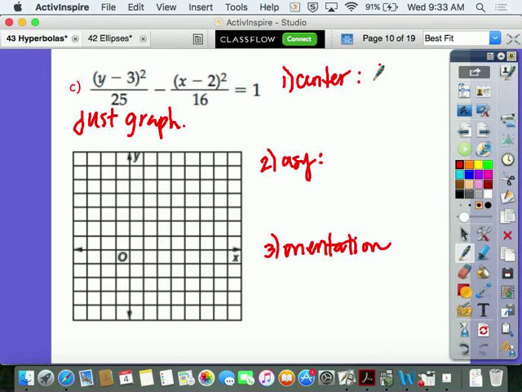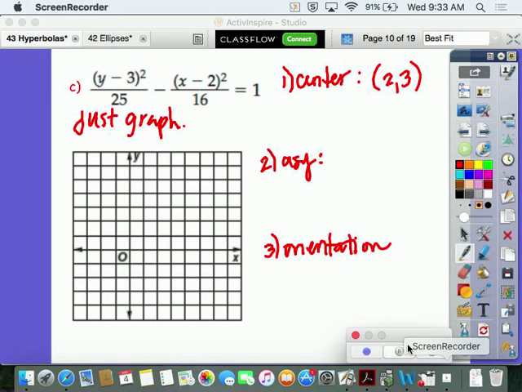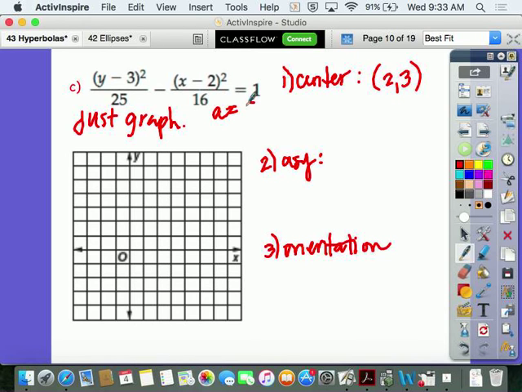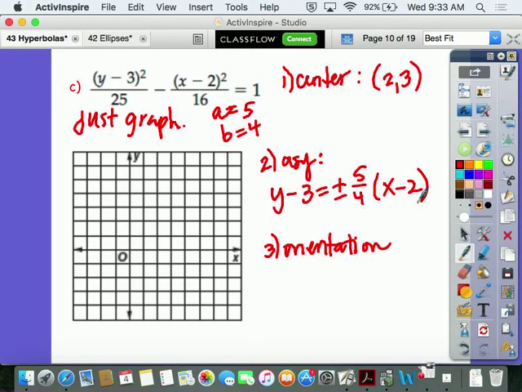Okay? Where's the center? 2, 3. The order. We know that A is equal to what value? And B is equal to 4. So the equation of our asymptotes is going to be y minus 3 equals plus or minus 5 over 4 times x minus 2. Okay, so the slope of our asymptotes is going to be 5 over 4, positive and negative, to graph our asymptotes. And this is open left and right or up and down? So it's vertical.